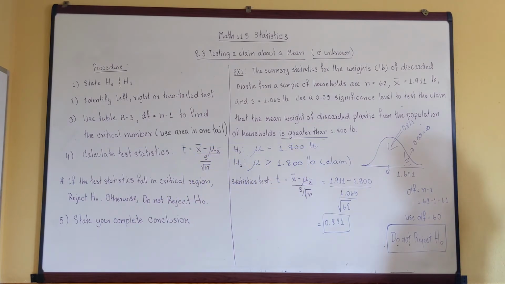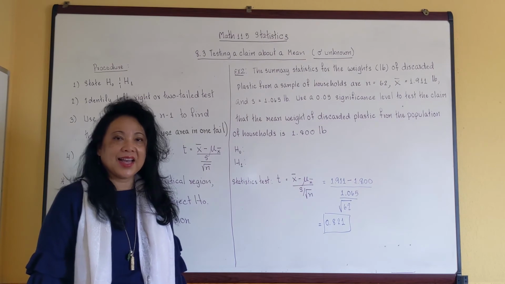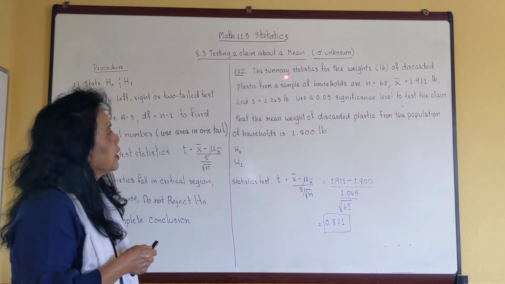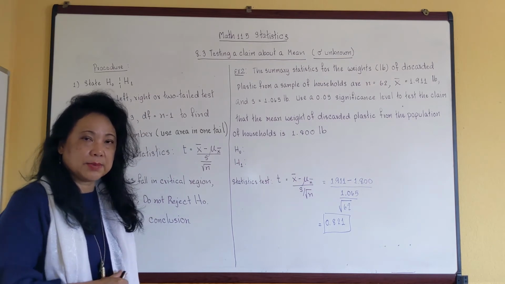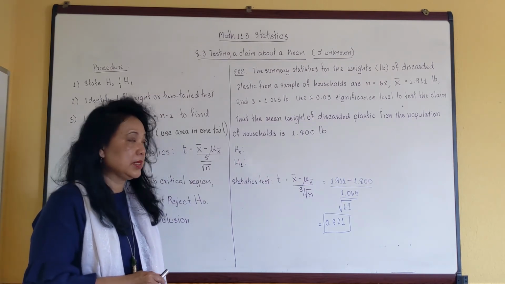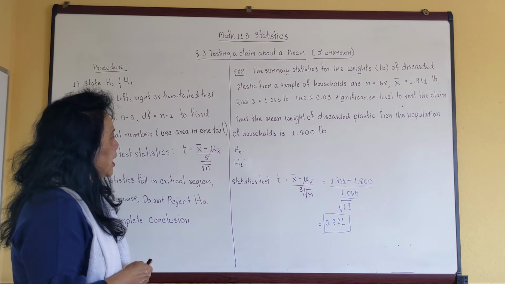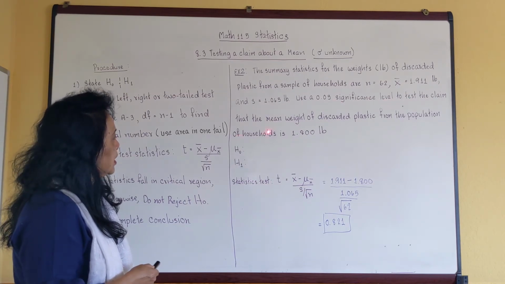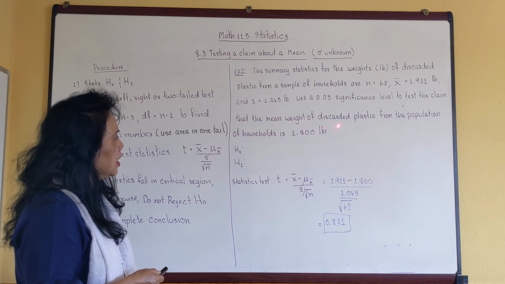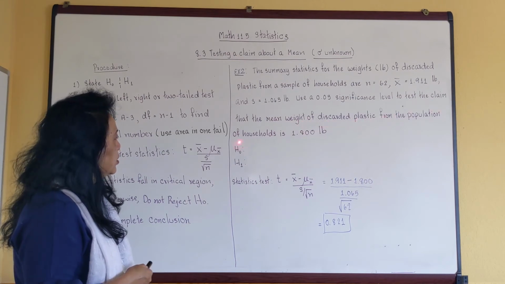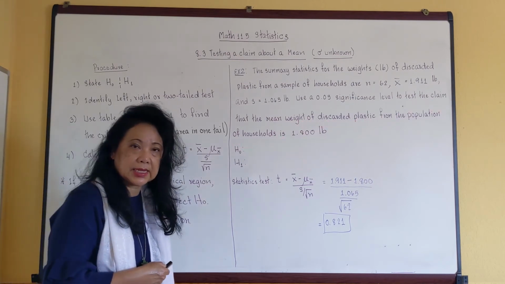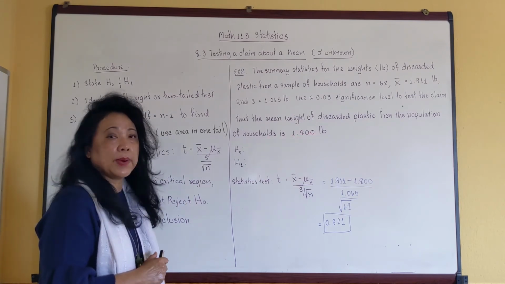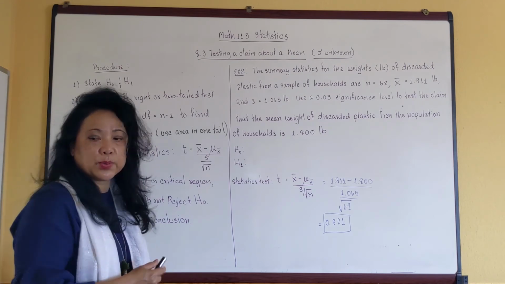Alright, let's look at the next example. Hi everyone, let's look at the second example. In the second example, I keep everything the same except the claim. I changed the claim a little bit. Instead, use a 5% significance level to test the claim that the mean weight of discarded plastic for the population of households is 1.8 pounds. So it will change the whole procedure.